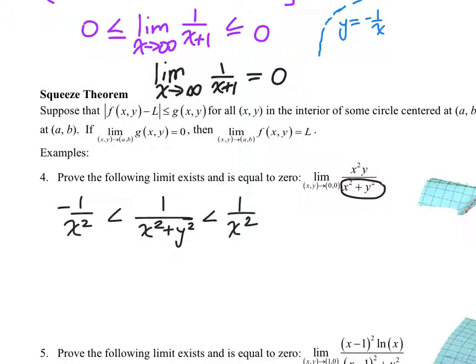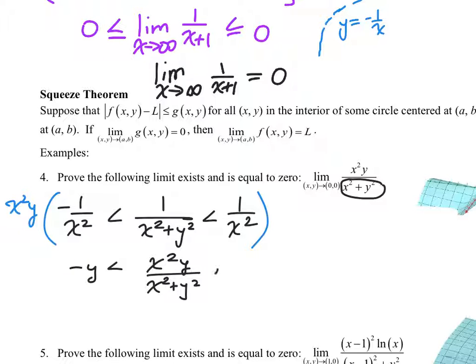Now, my middle function is not 1 over x squared plus y squared, it's x squared y over x squared plus y squared. So what I can do is multiply the whole thing here by x squared y. And when I do that, I'm going to get negative y is less than x squared y over x squared plus y squared, which is in turn less than y itself.